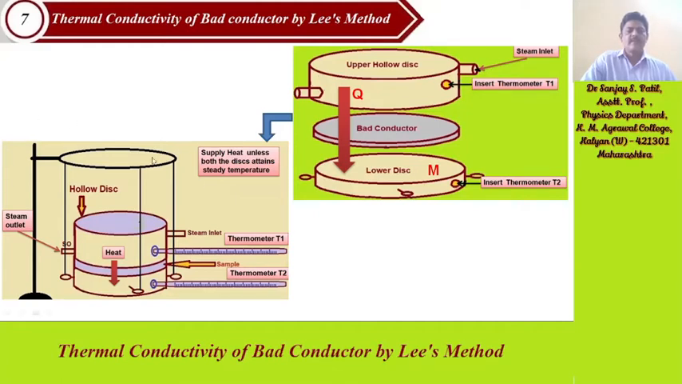The whole arrangement is shown in this figure. Continuously, heat passes from the upper hollow disc through this bad conductor to the lower disc. By that, both thermometers show a steady temperature, with a temperature difference. Naturally, thermometer T1 shows a higher temperature than thermometer T2 due to the sample, the bad conductor in between the two discs. Provide heat energy until both thermometers attain a steady temperature.